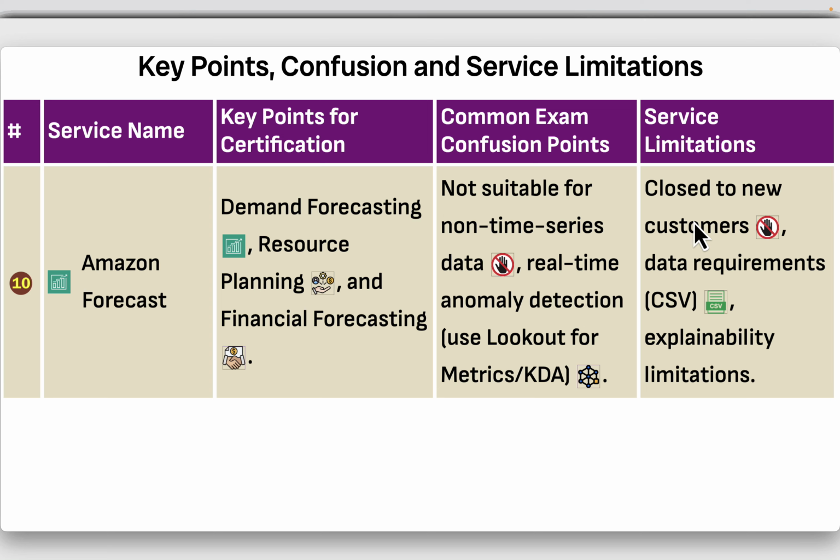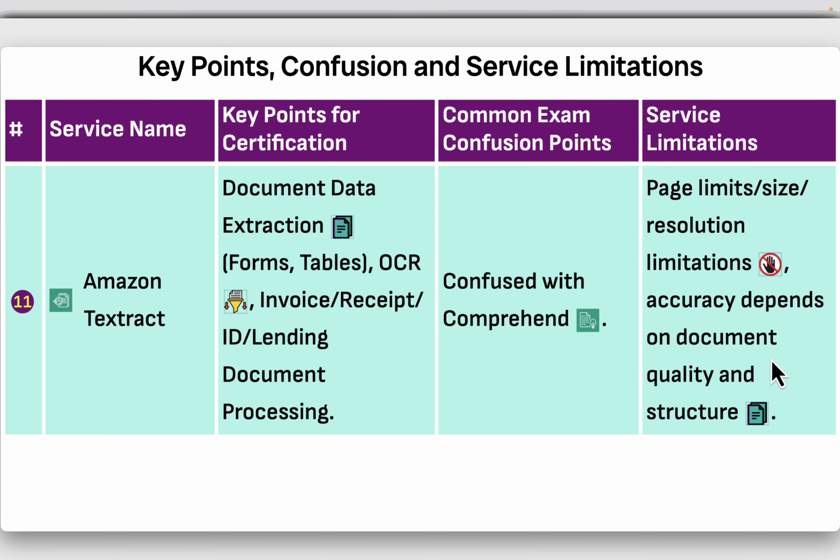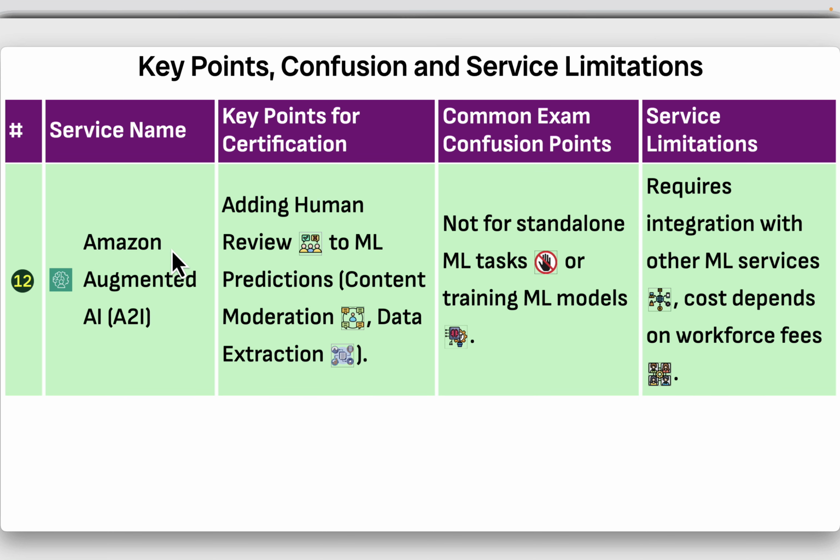Service limitation: it is currently closed to new customers, but existing customers can still use it, and this may show up in the exam also. And data requirements are like you need CSV, and explainability, like how it will explain the model, limitations are there. Next, Amazon Textract. So key points for certification are document data extraction from forms, tables, OCR, invoice, receipt, ID documents, lending document processing. This can be confused with Comprehend. Service limitations are page limits, size limits, and resolution limitations. Accuracy depends on document quality and structure. Next service, Amazon Augmented AI.